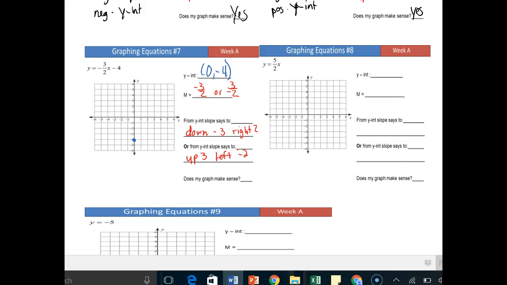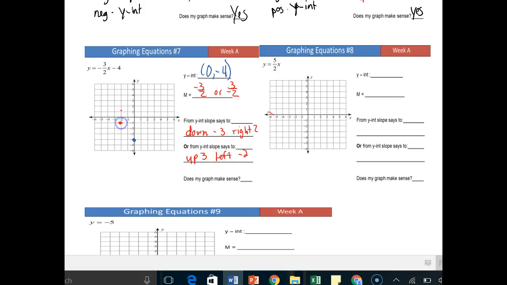So let's do that. Let's go. We can't move down 3 and right 2 because we'll run out of space, so our only option is to move up 3, 1, 2, 3, and left 2, 1, 2. Notice if I made a mistake and started moving right, I would start forming a positive sloping line. I want a negative sloping line. So it's very important that you write this down, read it, internalize it, and actually use it.